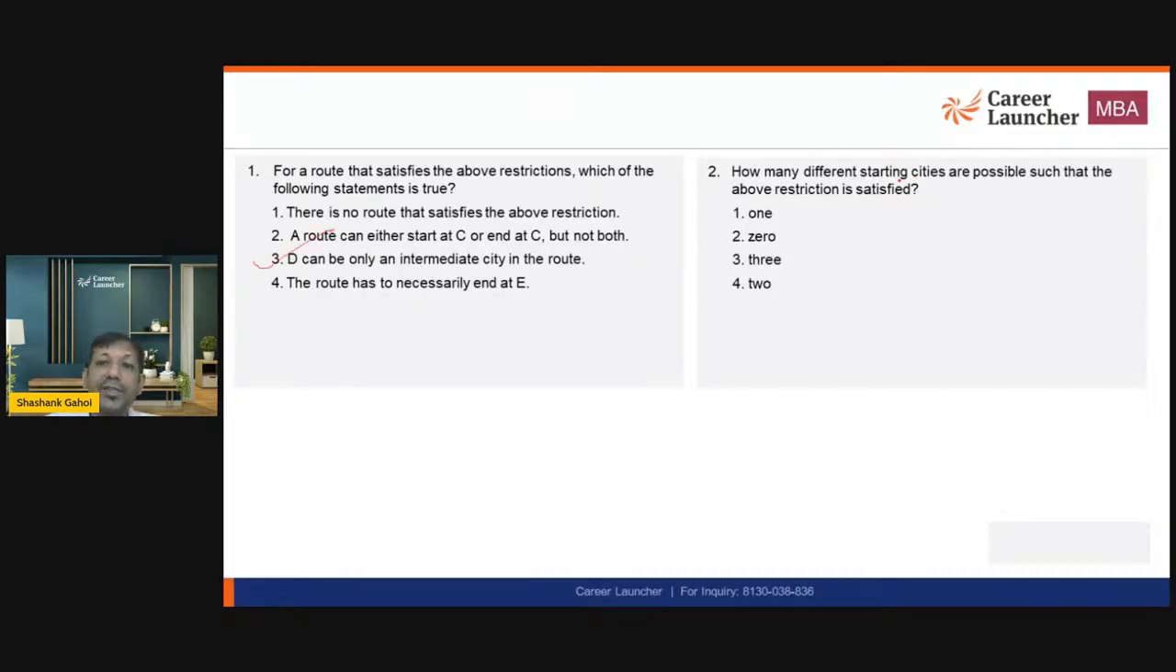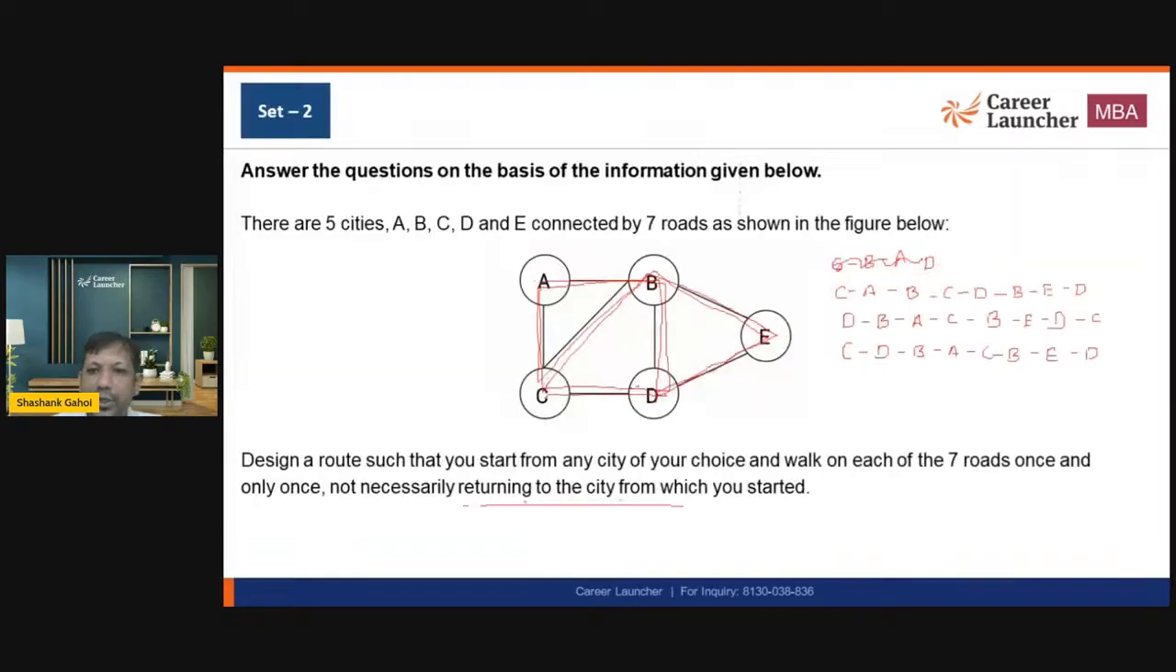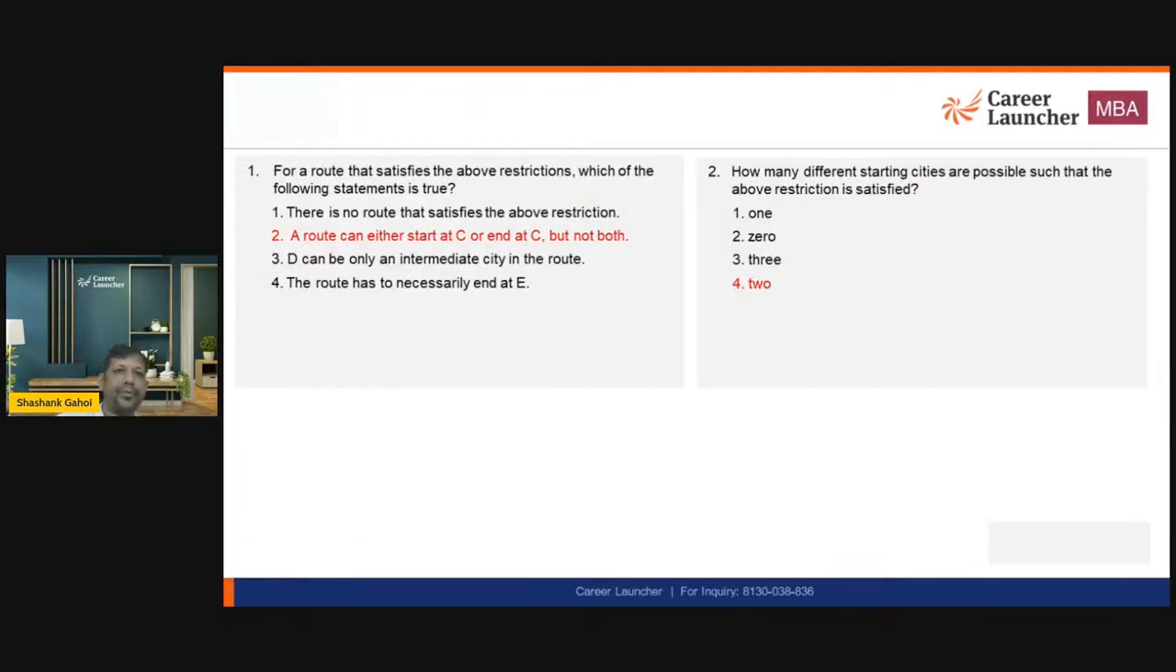How many different starting cities are possible such that the above restriction is satisfied? So basically there are going to be 2 possible cities. One is going to be C, another one is going to be D. So answer of this question is going to be this one. So a route can either start at C or end at C, but not both. And next one is going to be 2.